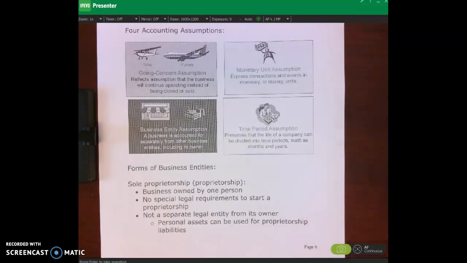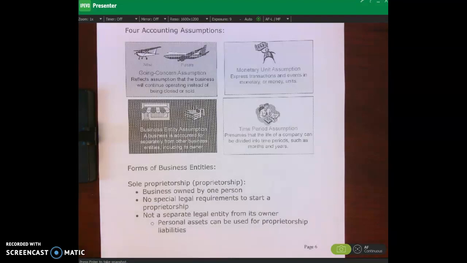All right, so in the last lecture video, I talked about the four principles of accounting, such as the revenue recognition principle and the cost principle, the matching principle and the full disclosure principle. Let's talk about some assumptions that we make in accounting. So the first one is the going concern assumption.